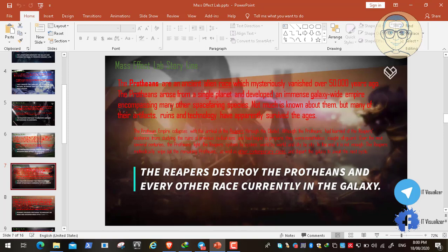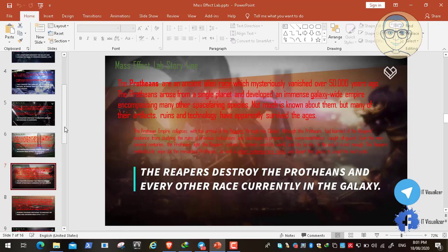They have destroyed it, okay, and the Protheans, as I said before, are a highly technological alien species. They created the Mass Effect technology, which enables them to bend time and space and travel large distances in space. So anyway, the Reapers destroy the Protheans and every other race currently in the galaxy.